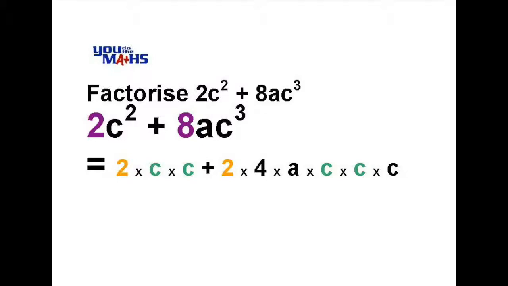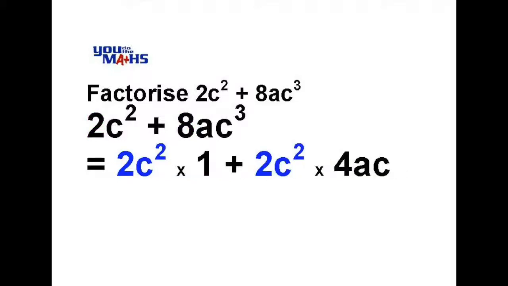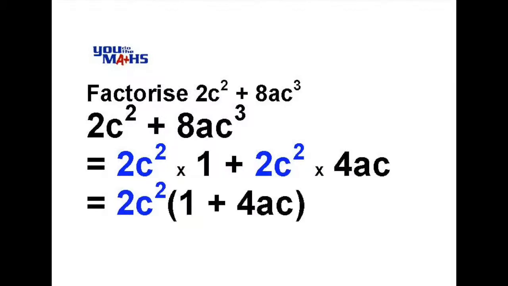So what we can do is take the 2 and the 2 c's as separate parts of each term. They become 2c squared. And you can see here that when we do the multiplication for each term, they end up giving our original answer. So we'll take the 2c squared as being a common factor to both terms. That means we can take it at the front, and by putting the 1 and the 4ac in brackets, that means that when you multiply them back out, you get back to the original expression that you had.